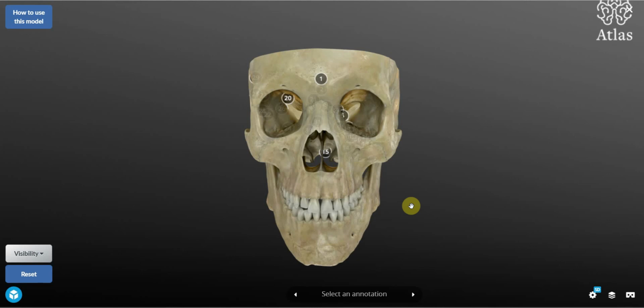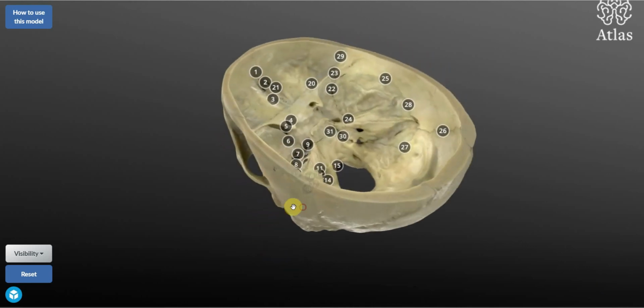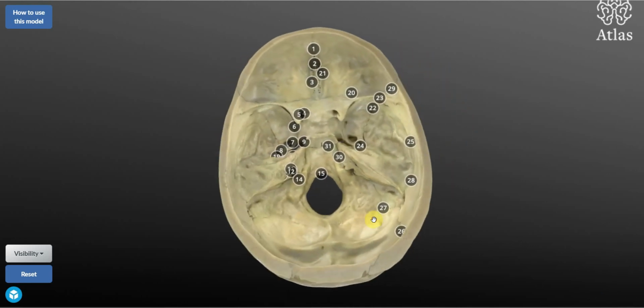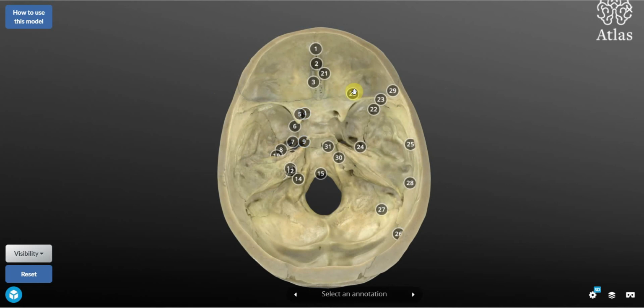Hello. In this session, we will be looking at the anterior cranial fossa. Now, this is the skull with the skull cap removed. So, this enables us to look at the interior of the base of the skull. Now, as we can see, there are depressions here on the interior of the base of the skull. We call these the cranial fossa.